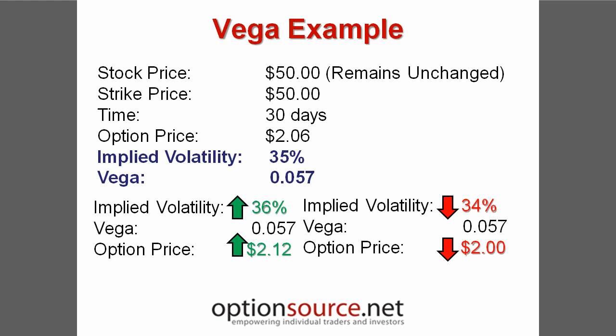In this example of vega, we have a stock that is priced at $50 and an at-the-money option at $50 strike. There are 30 days until expiration. The call option is priced at $2.06 with an implied volatility of 35% and a corresponding vega of 0.057. If the implied volatility of the stock increases by 1% to 36%, we can anticipate that the call option would increase from $2.06 to approximately $2.12. In that same respect, if the implied volatility was to drop from 35% down to 34%, we can anticipate that the call option would decrease in value from the $2.06 to approximately $2.